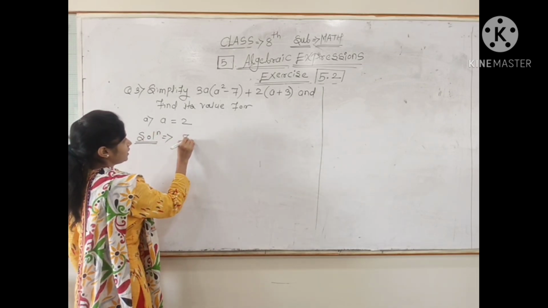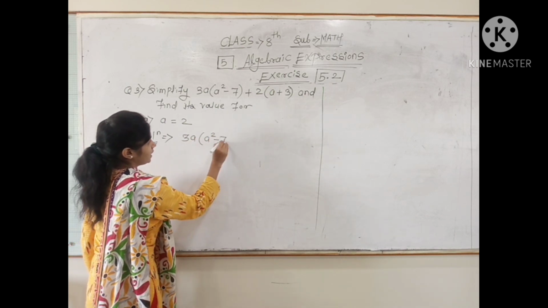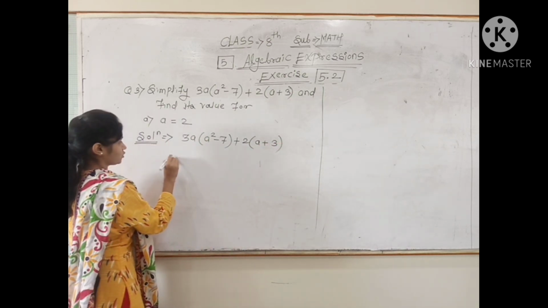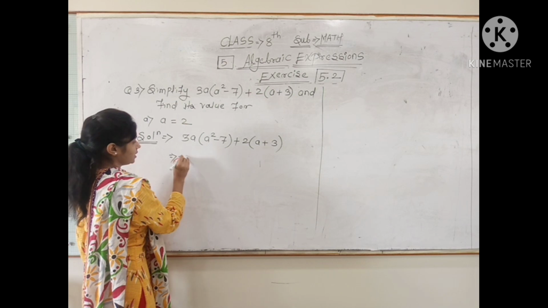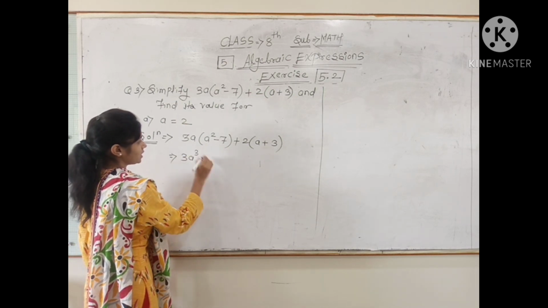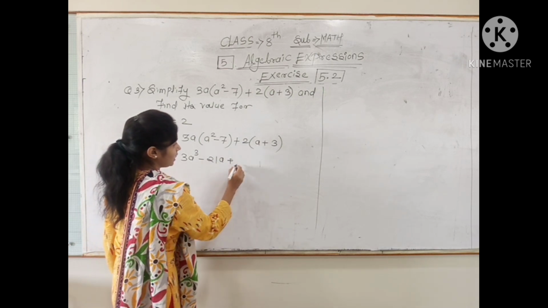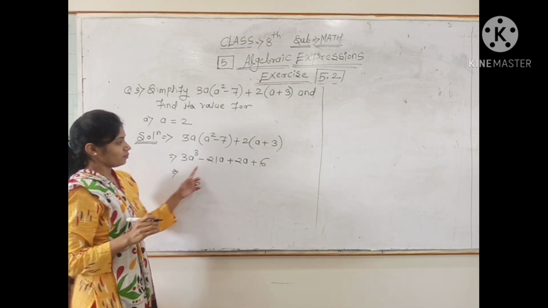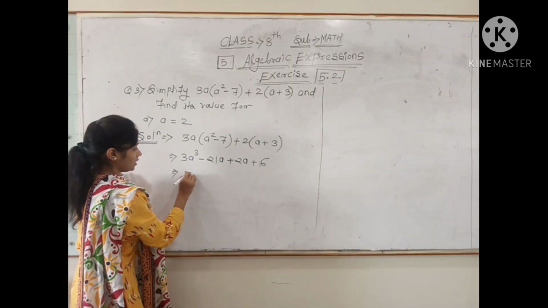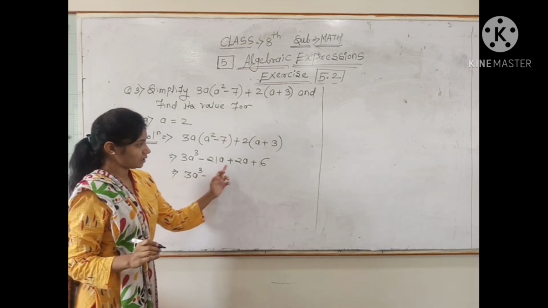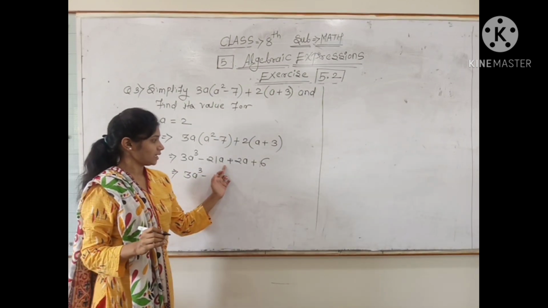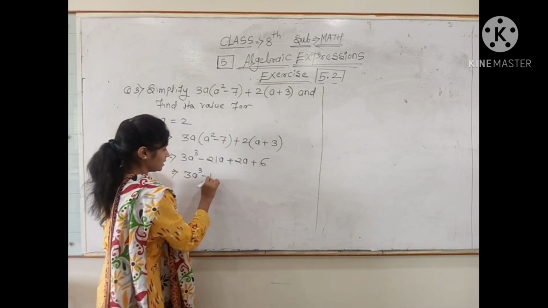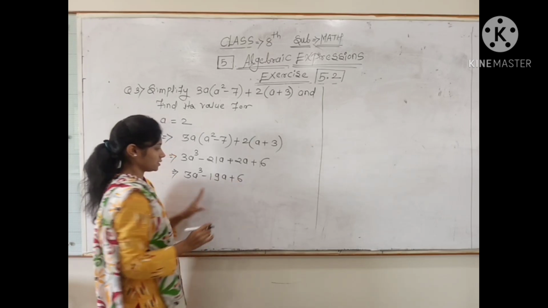See, 3a of a square minus 7 plus 2 of a plus 3. Okay, so solve. 3a multiplied by a square minus 7: 3a cube minus 7, 3s are 21a, plus 2 multiplied by a is 2a, plus 3, 2s are 6. Then 3a cube minus 21a plus 2a, minus plus minus. Then 21 minus 2 is 19. Minus 19a plus 6. This is the final answer.